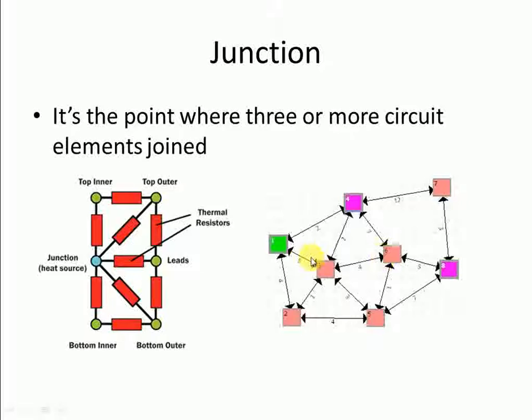And here you can see a good example of this. Here you can see the points 1 2 3 4 5 6 7 8, and these all are junctions, because they are all connected with each other.